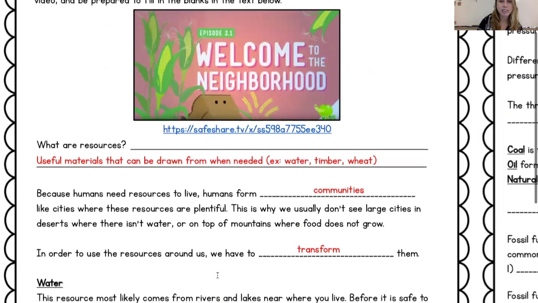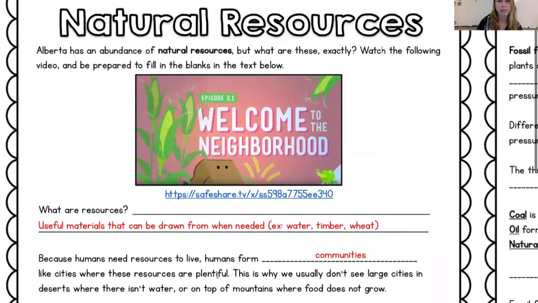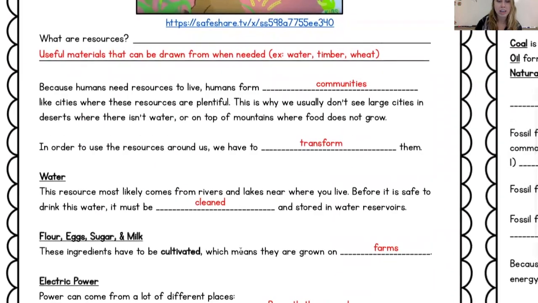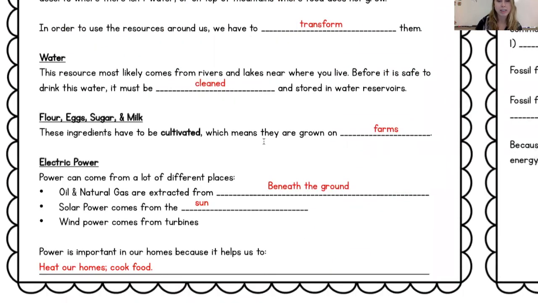So all of these resources, again, I'll review, come from nature. They have to be transformed so that we can use them in our daily lives without having to change them too much. And some are cultivated, which means they grow on farms. Different types of power can come from oil and natural gas beneath the ground, solar power from the sun, or wind power from turbines.